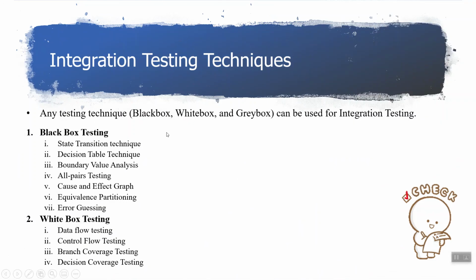The next is integration testing techniques. Integration testing may be black box, white box, or gray box. All these black box, white box, gray box techniques come under integration testing also. There are different black box testing techniques such as state transition technique, decision table technique, boundary value analysis, all pair testing, cause and effect graph, equivalence partition, error guessing. These are some of the types of black box testing which we use under integration testing. And in white box testing, we use data flow testing, control flow testing, branch coverage testing, decision coverage testing under integration testing.